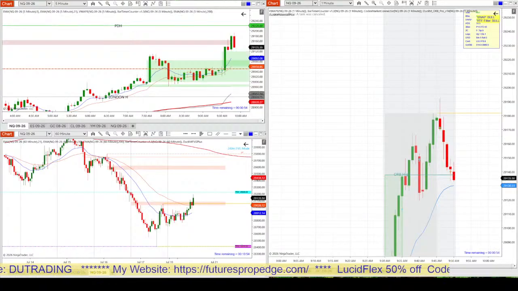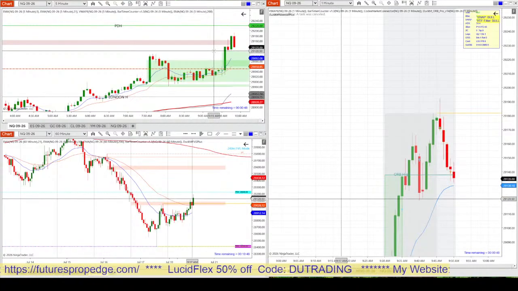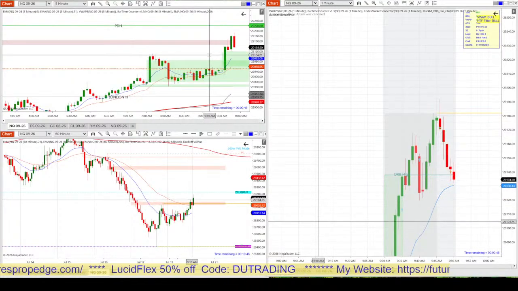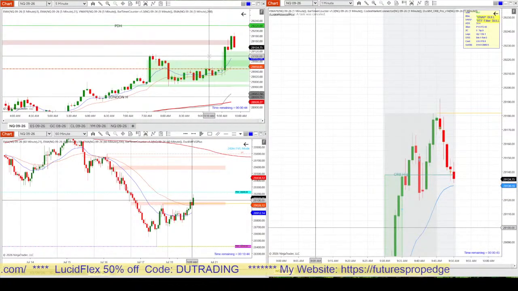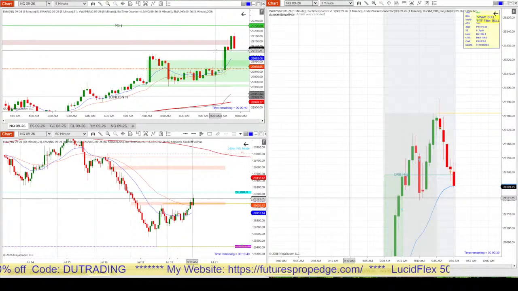Alright. I'm waiting to see because if this candle completely breaks below this, the next stop down here is already at the 100. I don't think it goes below.